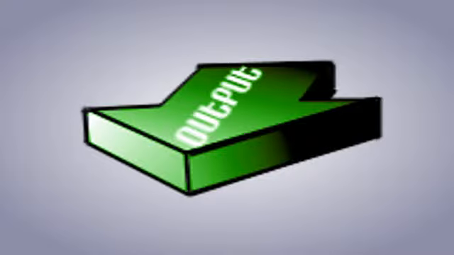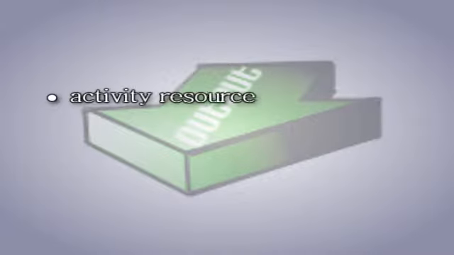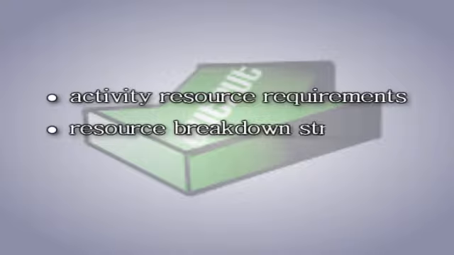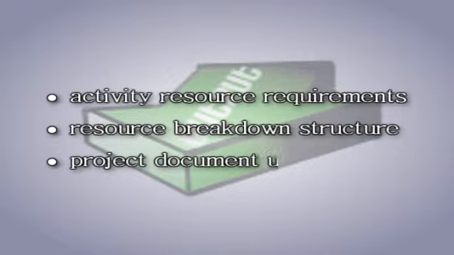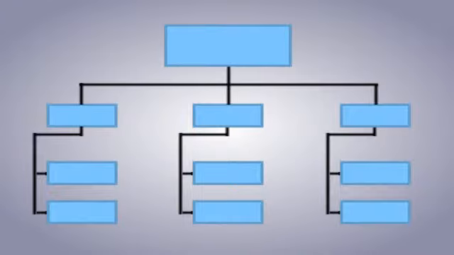The outputs for this process are activity resource requirements, resource breakdown structure, and project document updates. Activity resource requirements identify types and quantities of resources required for each activity. They also determine estimated resources for each work package by aggregating their requirements. The resource breakdown structure is a hierarchical structure that identifies the project's resources by category and type.